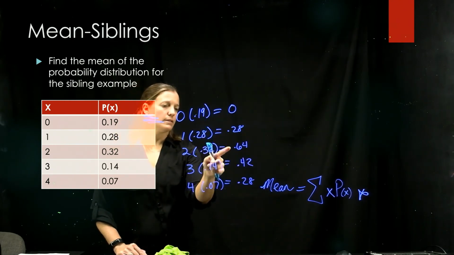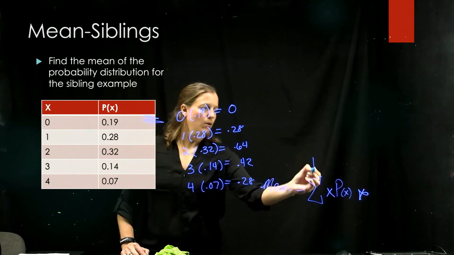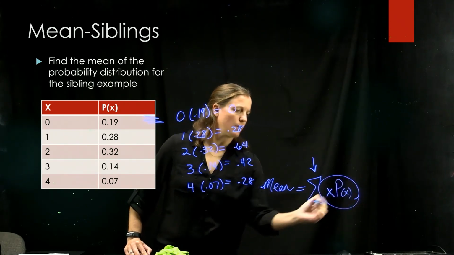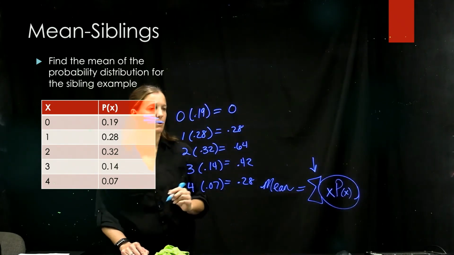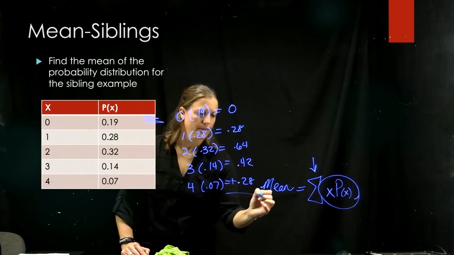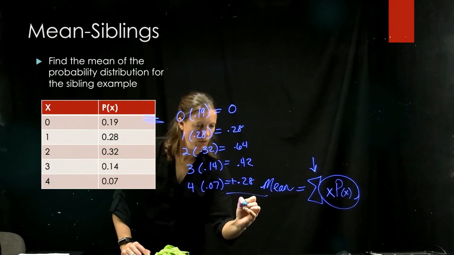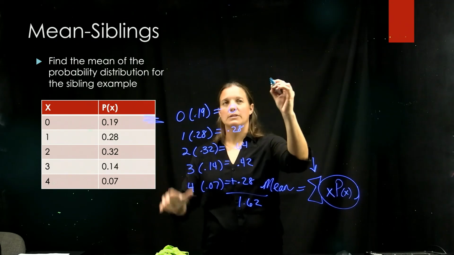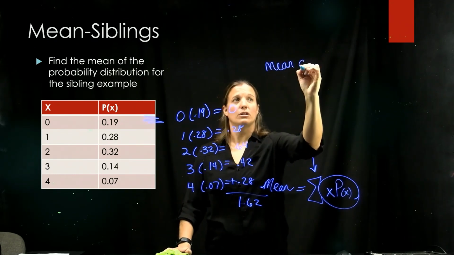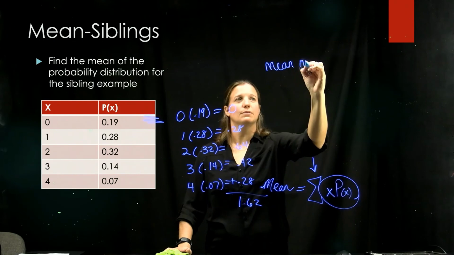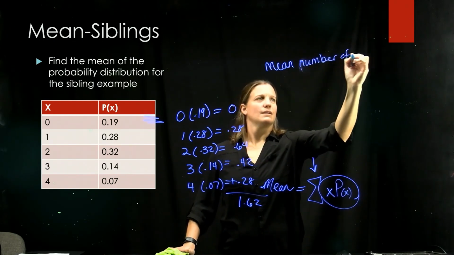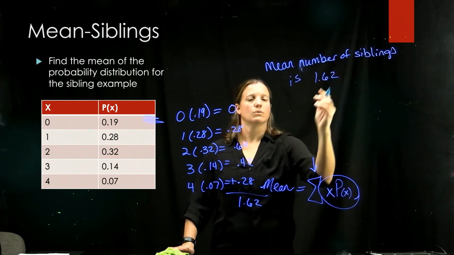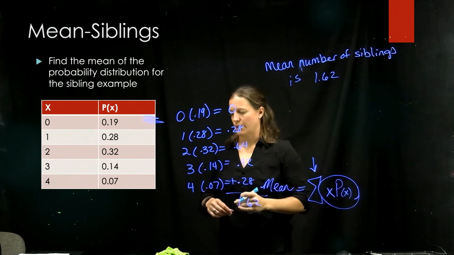So I've gotten the products of each individual pair written down, and now I need to do the sum. So these products, those are this component of the formula, and then the summation is the last part that I need to do. So I need to add all those values together. When I add all those together, I get 1.62. So what I find out is that from that survey that was done here, the mean number of siblings is 1.62 for our particular data set.